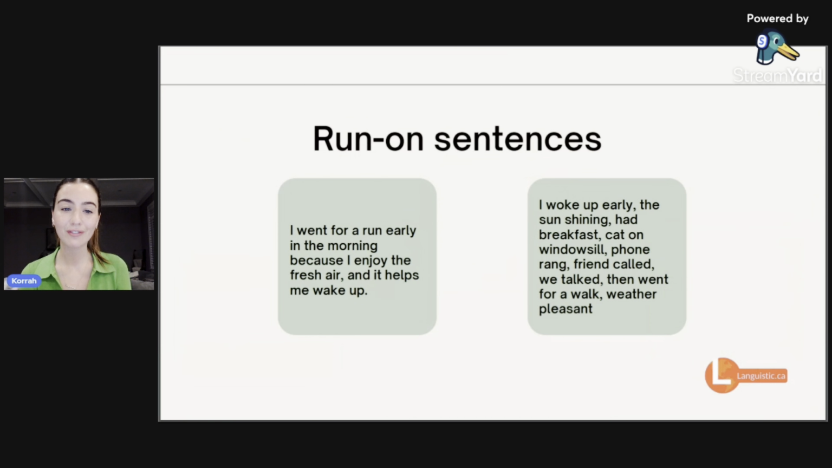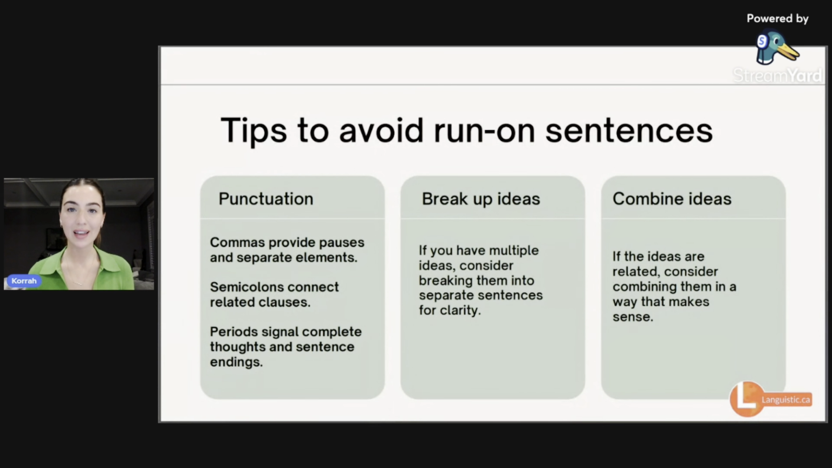Let's fix the first one. So we changed it to, I went for a run early in the morning because I enjoy the fresh air and it helps me wake up. Just with the use of a comma and adding the word because, it made our run-on sentence a lot stronger and easier to follow. Let's talk about some tips to avoid run-on sentences.